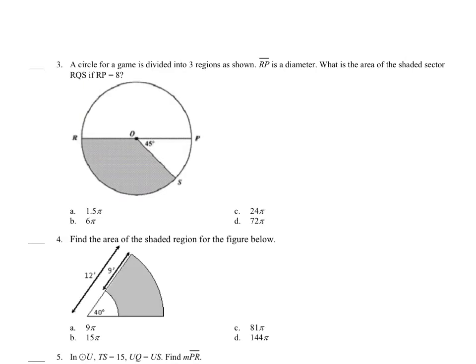All right, number 3. A circle for a game is divided into 3 regions. RP is the diameter. What's the area of the shaded sector? If RP is 8, if the diameter is 8, that means the radius is 4. We're finding the area of the shaded sector. We find the area of the whole circle, where the formula is pi r squared. If the radius is 4, we square 4, which gives us 16 pi. That's the area of the entire circle.